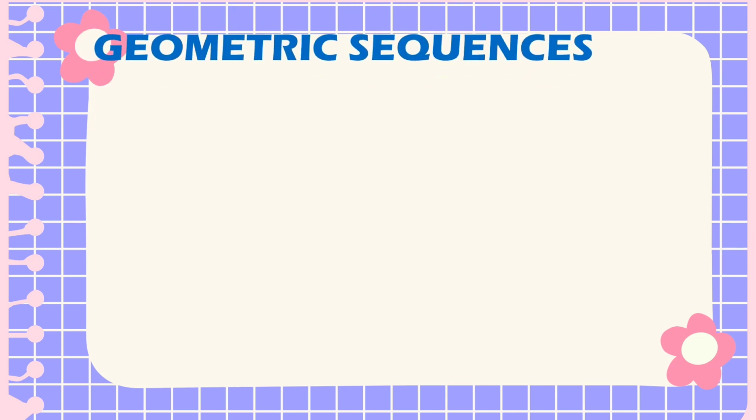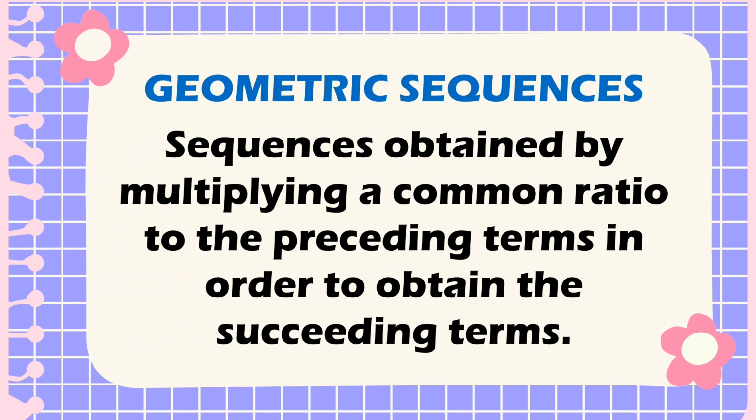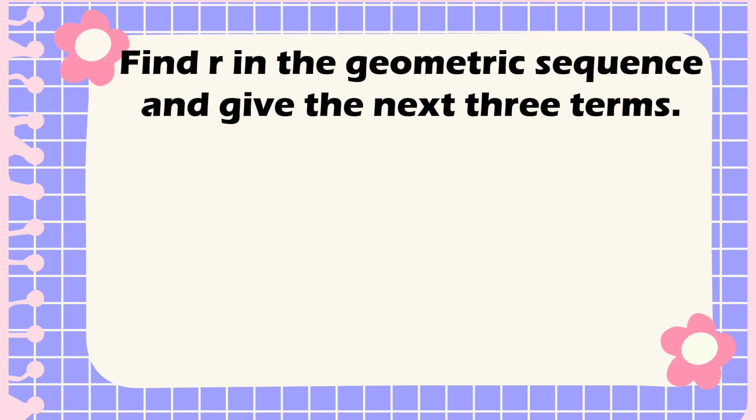When we say geometric sequences, these are sequences obtained by multiplying a common ratio to the preceding terms in order to obtain the succeeding terms. Let's have an activity as a recall in our previous topic. Find R in the geometric sequence and give the next three terms. Here is the sequence: 6, 18, 54, and so on.